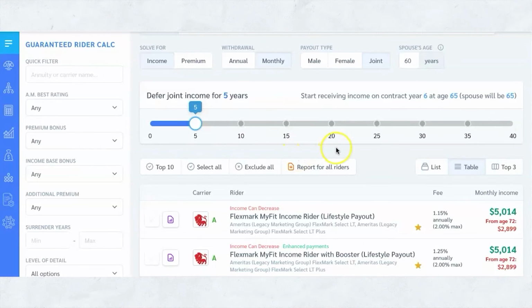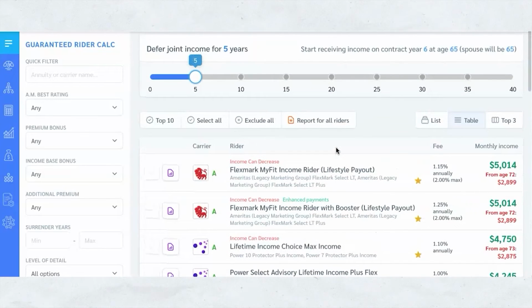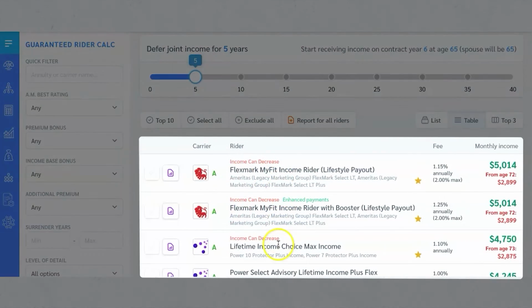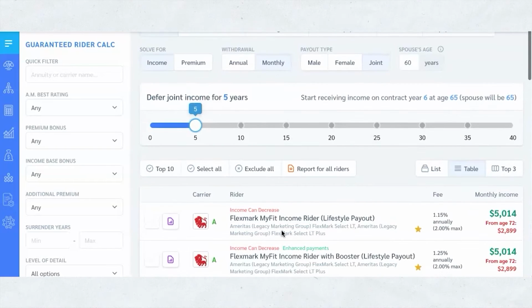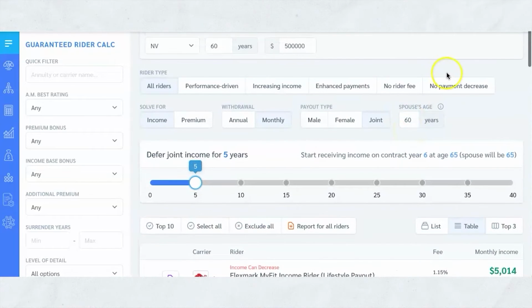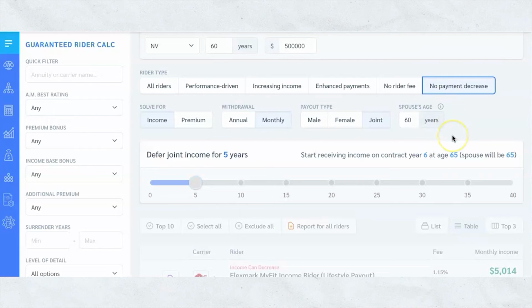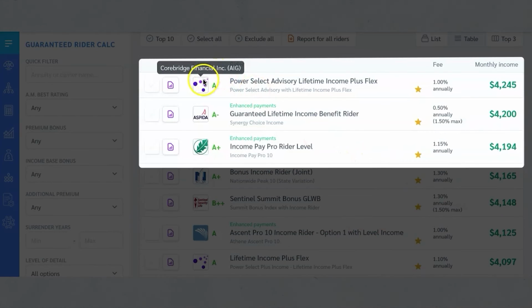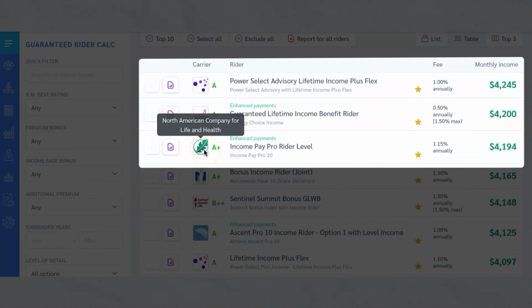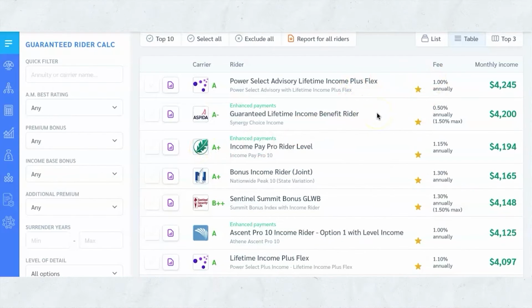And so this will show me quite a few different policies. You'll notice there are some ones on the top where they'll give you a lot of income in the beginning, and then it drops off sharply, which I don't usually recommend. So I'm going to say a guaranteed amount that will never decrease starting at age 65. All right, so now this is monthly income, but you'll notice that AIG or Corbridge, Aspida, and North American are the top ones. And so that's pretty good.